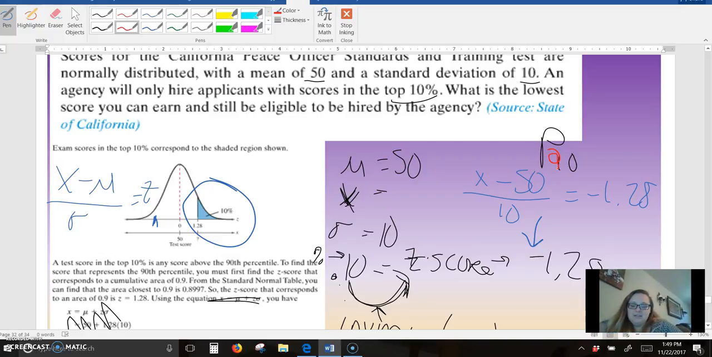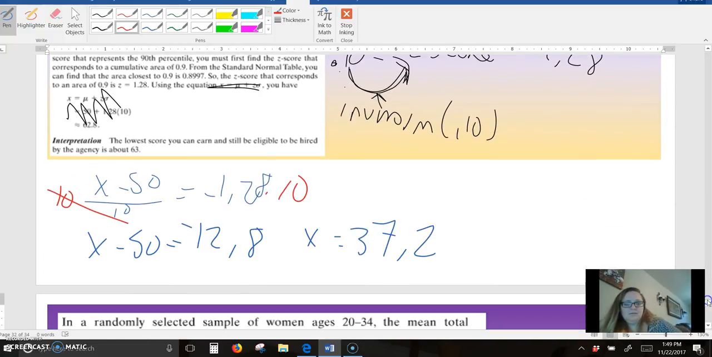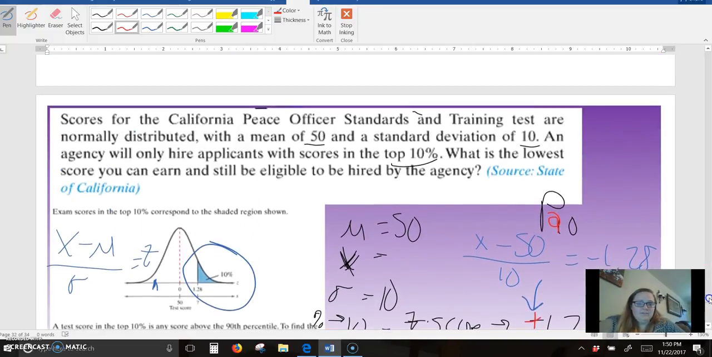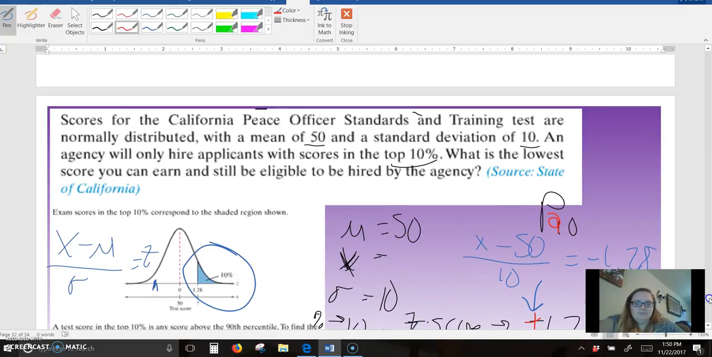So I need to do 0.9, and I will get a positive 1.28. Add 50, and I get 62.8 as the lowest score that the person could get in order to qualify for whatever this was, the police officer.